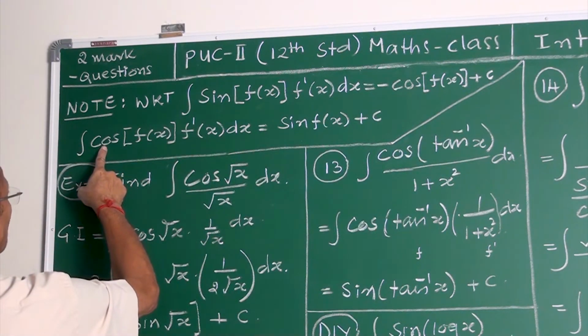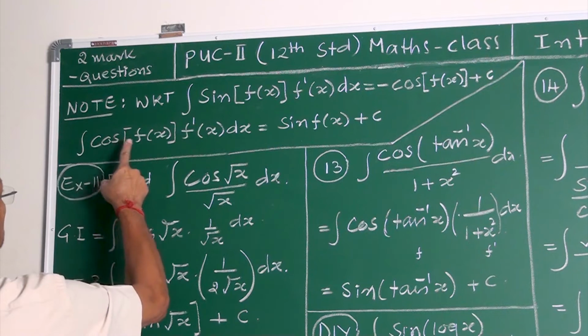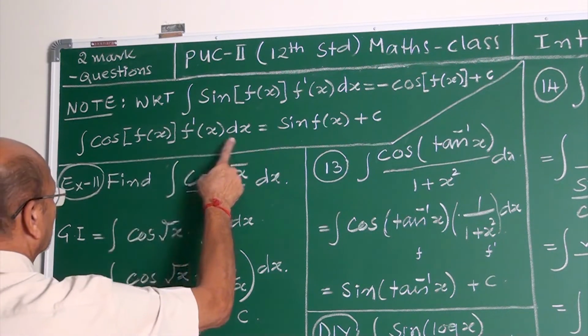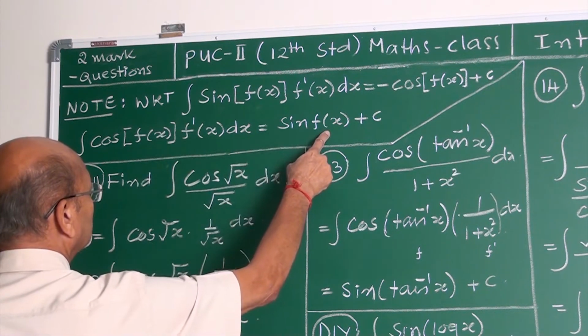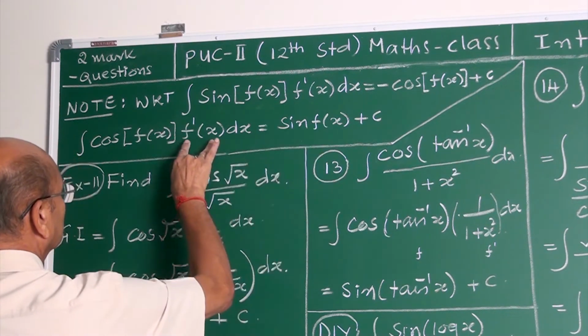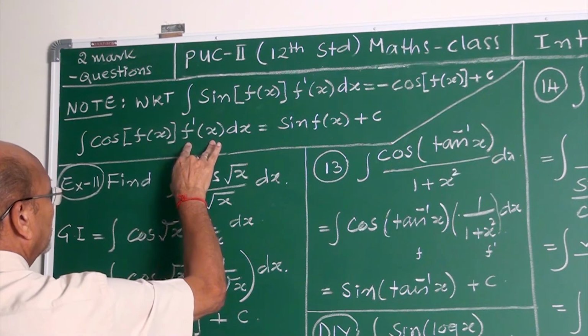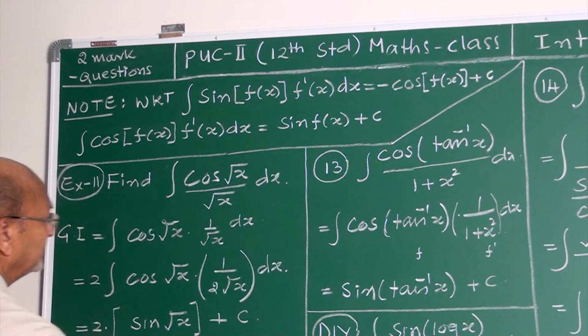Similarly, the integral of cos f(x) f dash x dx. Integral of cos is sin, whatever the angle is there, you write, provided outside must be its derivative. Outside must be its derivative. These are examples.